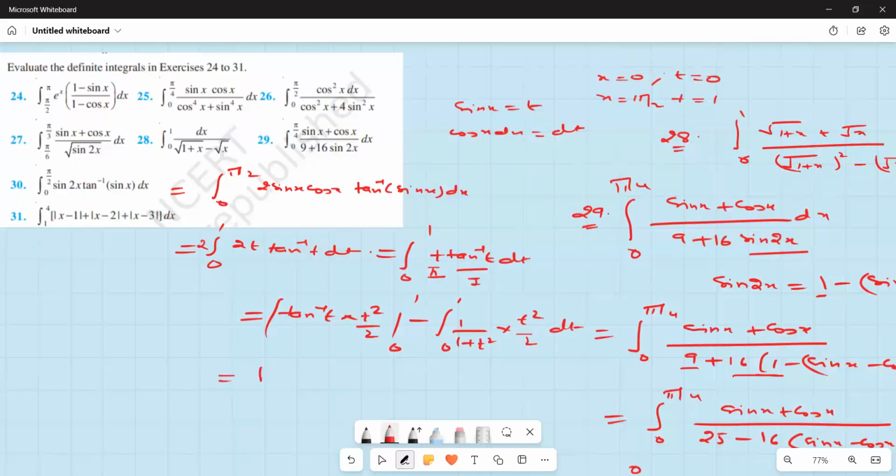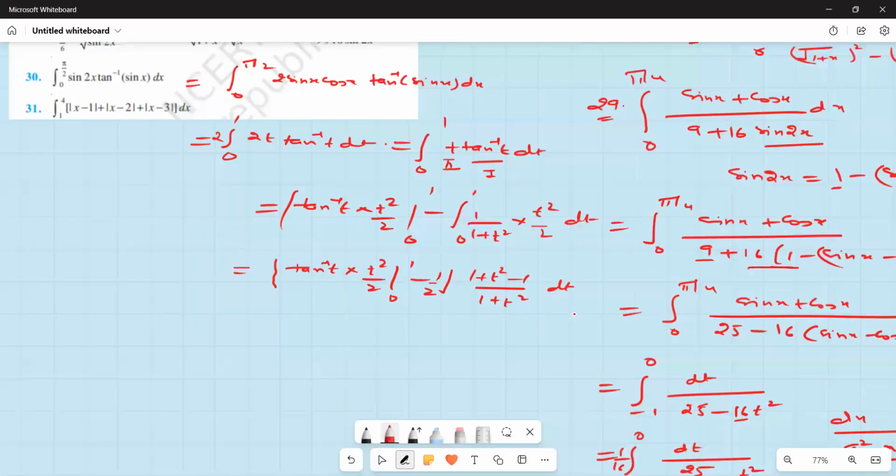So that is tan inverse t into t square by 2, 0 to 1, minus 1 by 2 outside, t square upon 1 plus t square. So I can do 1 plus t square minus 1, over 1 plus t square, dt. Otherwise, if the numerator power is equal to or greater than the denominator, then you have to do algebraic long division. So better to do it this way: add and subtract 1.